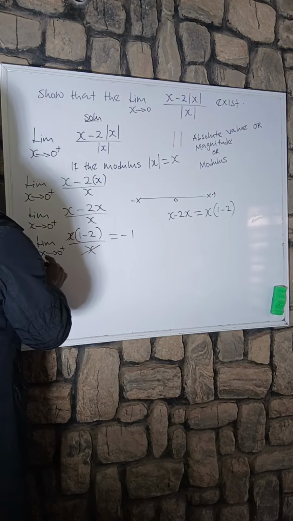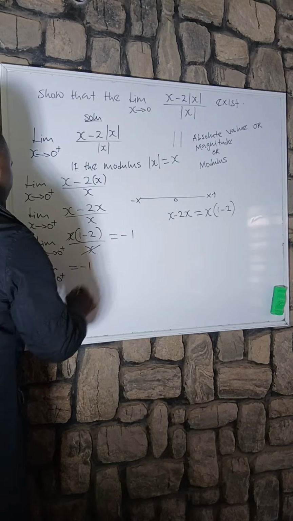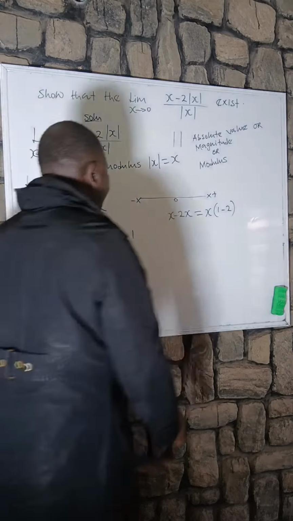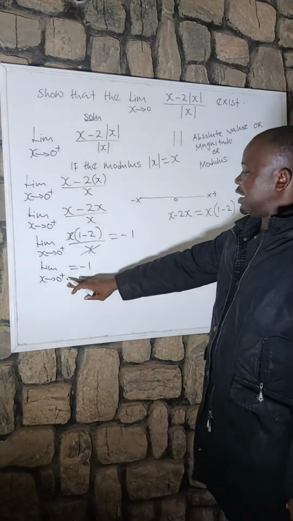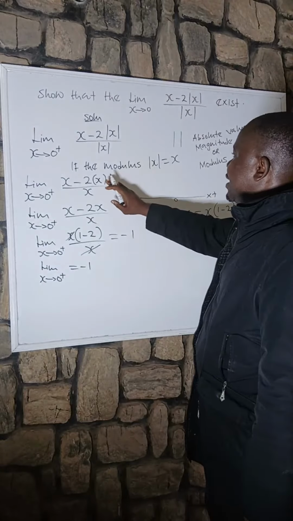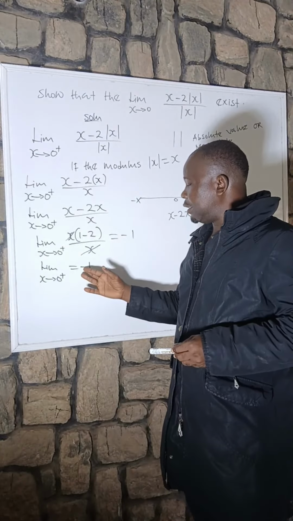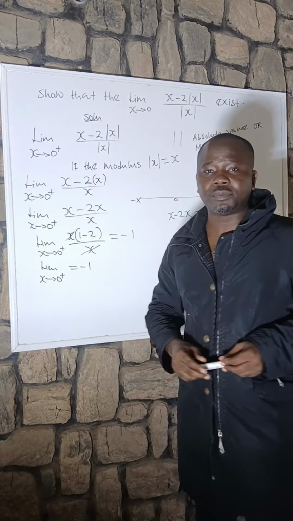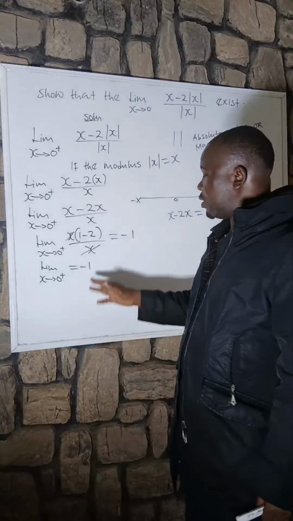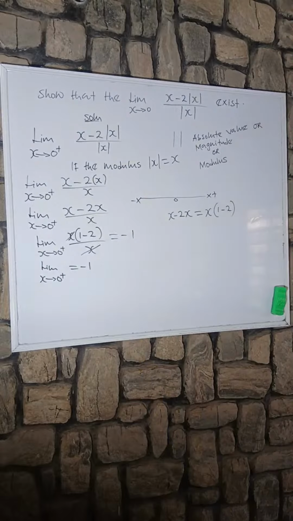So it implies that the limit as x tends to 0 plus is equal to what? Minus 1. Okay, now we are done with the right hand side limit. So let us move further to consider the left hand side limit, whether the left hand side too will have minus 1. If it does not have minus 1, it means the limit does not exist. Is that clear?